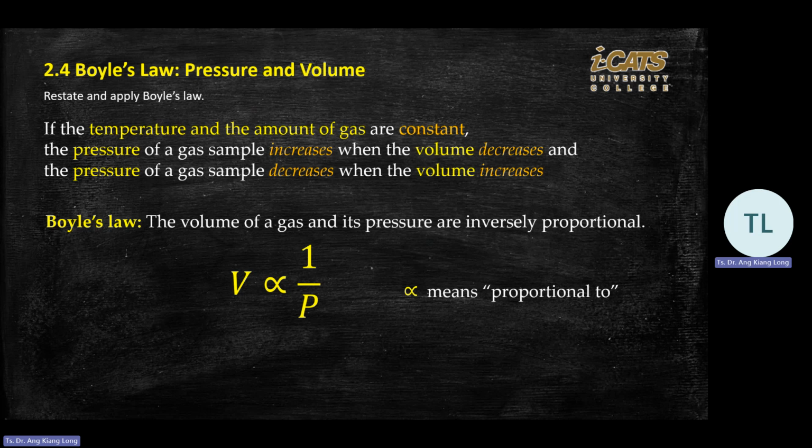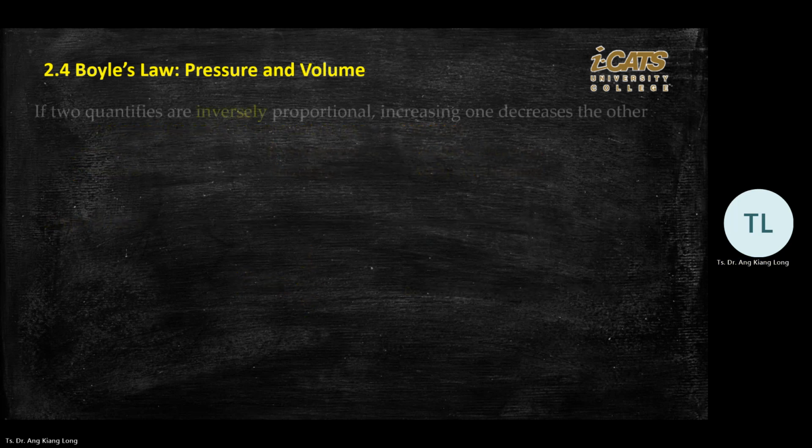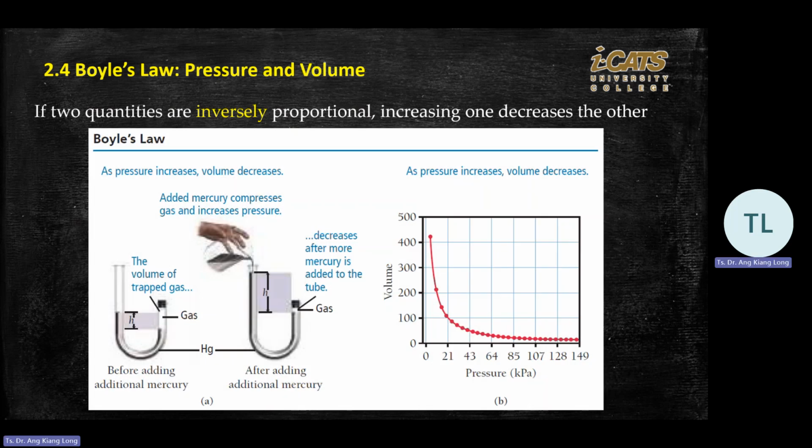So this will be the first law. Boyle's law: V is inversely proportional to 1 over P, or in my case, I like to write P on the left-hand side of the equation, P inversely proportional to 1 over V, because later we'll combine the 3 laws to become one ideal gas law. If 2 quantities are inversely proportional, increasing one decreases the other. This is just some observation that you see.